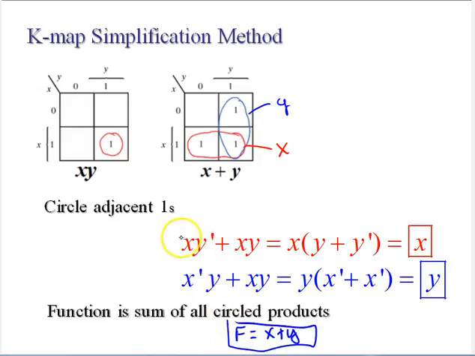So we circle adjacent ones. The variable that changes when we encircle those adjacent ones, we don't include it in our product term. So this gives us just a product of x. This gives us just a product of y.